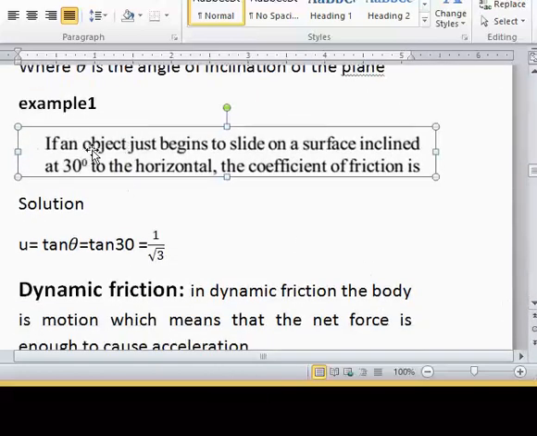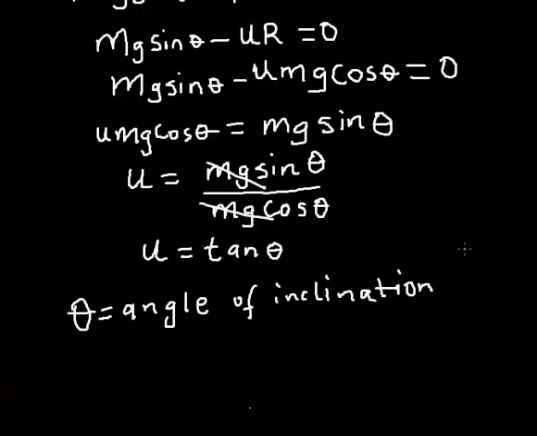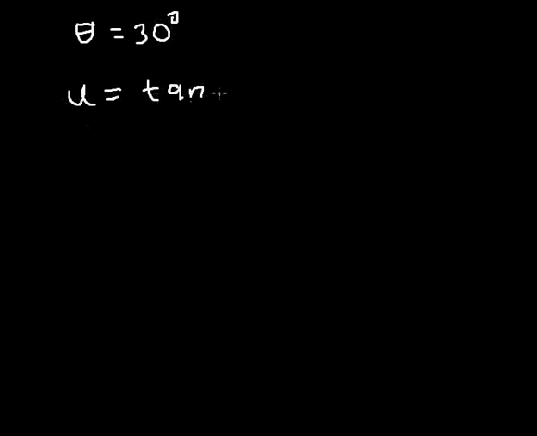Example 1. If an object must begin to slide on a surface inclined at 30 degrees to the horizontal, the coefficient of friction is, okay, so the coefficient of friction is easy. The angle of inclination is 30 degrees according to the question. So the coefficient of friction, of course, is going to be tan 30.